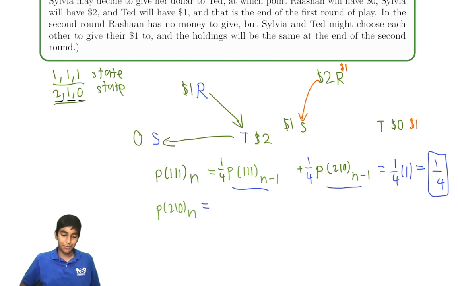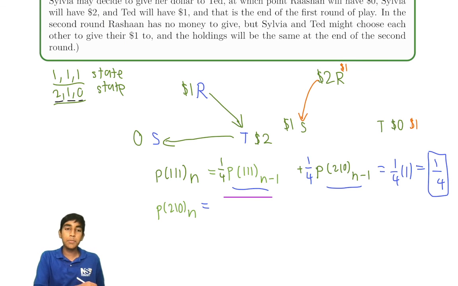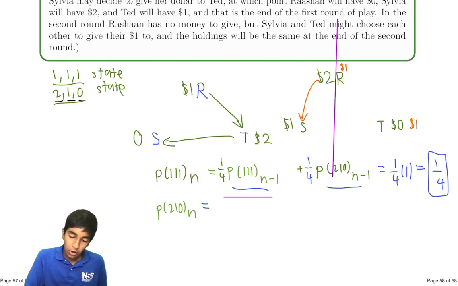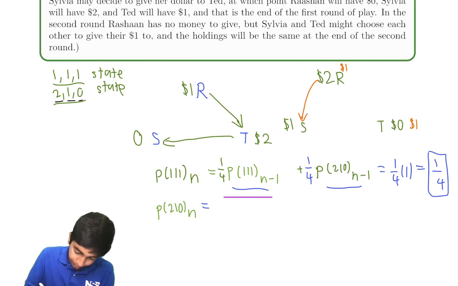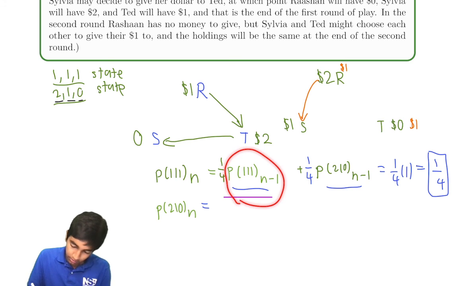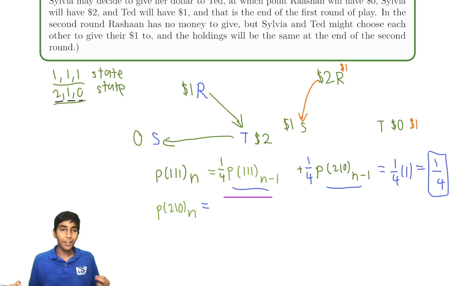Okay, let's summarize this amazing problem. We have a 111 state and a 210 state. To be at the 111 state after n moves, there's a 1/4 chance if we were already at the 111 state in the previous move. And there's a 1/4 chance if we are at 210 that we go to the 111 state. So overall, because these probabilities sum to 1, since they're the only two states that exist after n minus 1 moves, the answer is just 1/4.